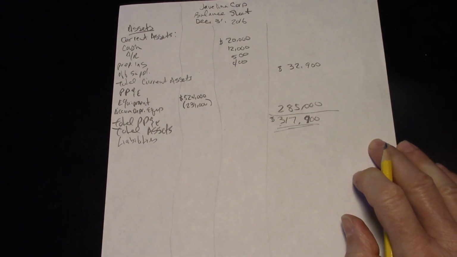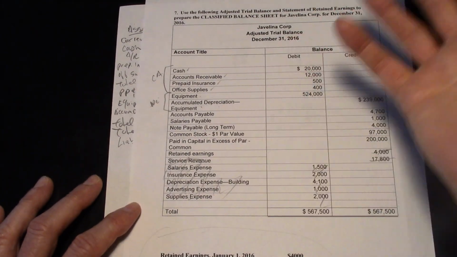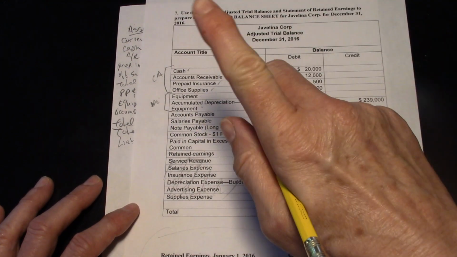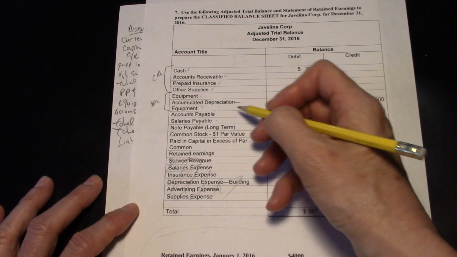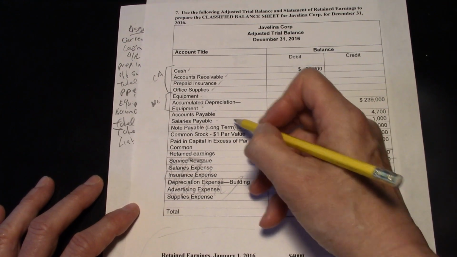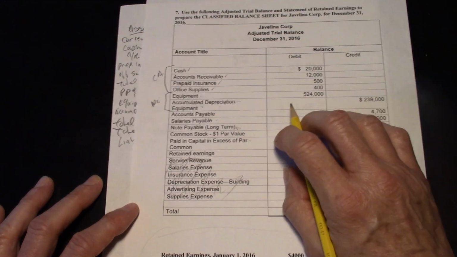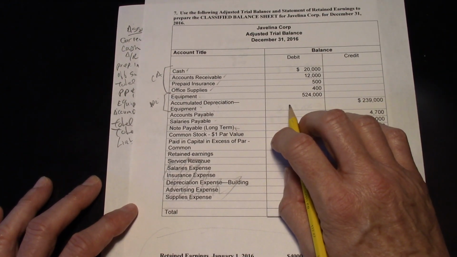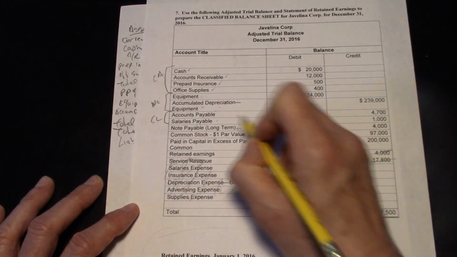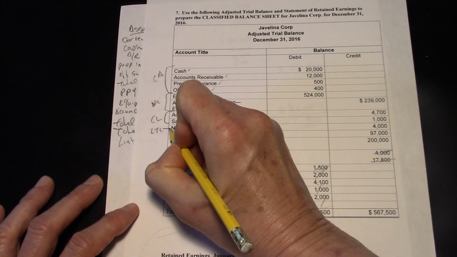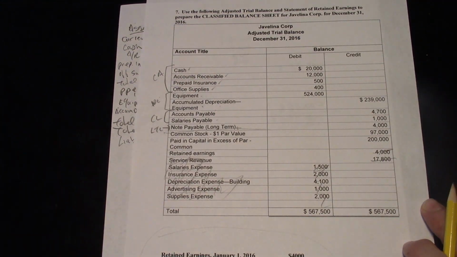Liabilities are anything that ends with payable, and unearned revenue, but we don't have unearned revenue here. So accounts payable, salaries payable. See how I've written long term here? That's how you'll know if it's long term or not. Anything below that would be long term. So these are my current liabilities, and this is my long-term liability. And that's it, because the rest is something else.